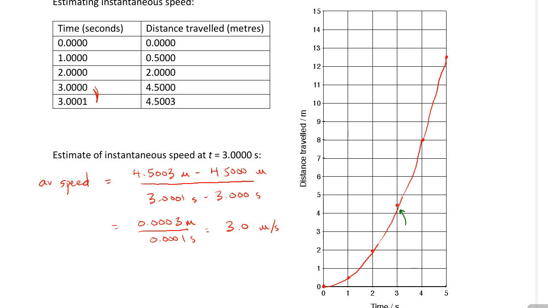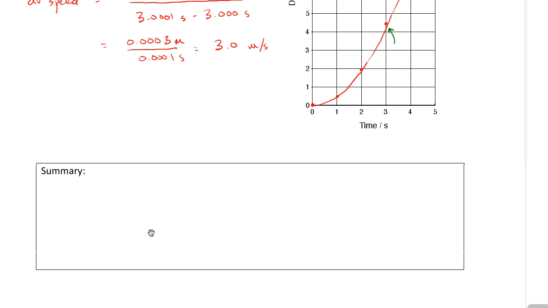Okay, so in summary, what you've learned today is about average speed and instantaneous speed. You've learned that average speed is the rate at which distance is being covered, and so can be calculated by the distance traveled divided by the time elapsed. And you've also learned that you can estimate instantaneous speed by just looking at a very, very small time interval and doing the same calculation.